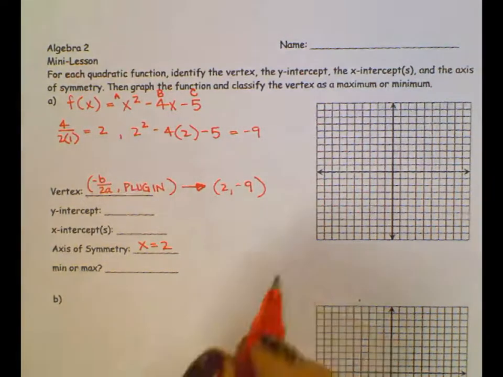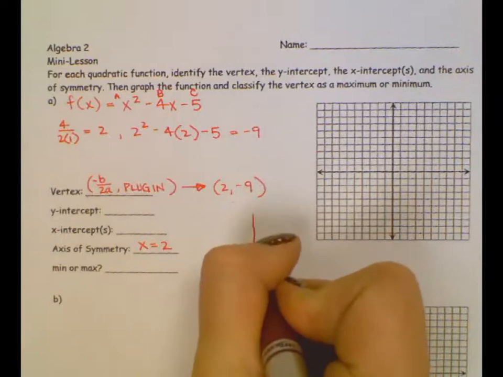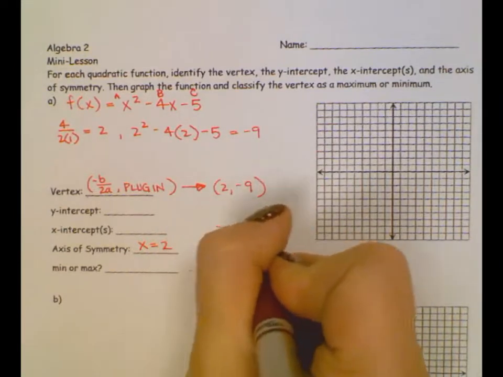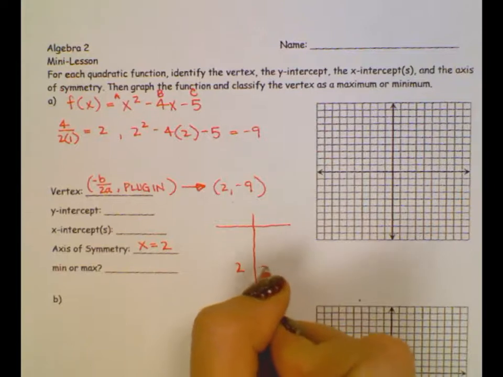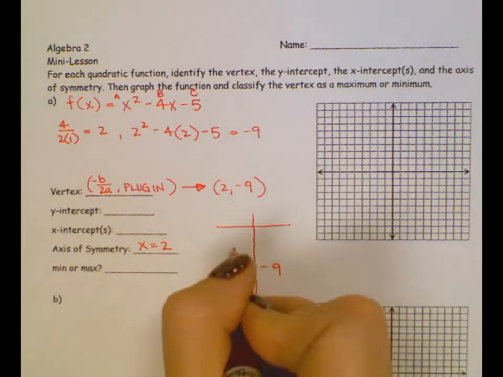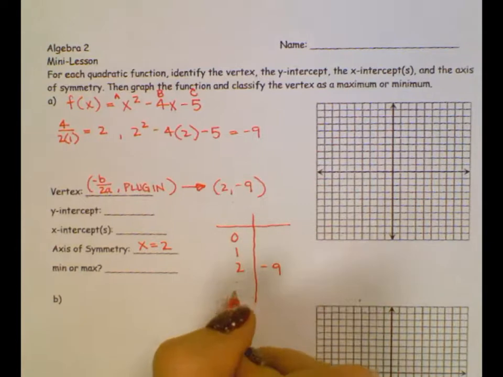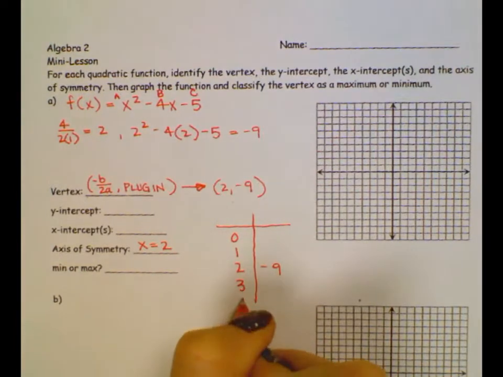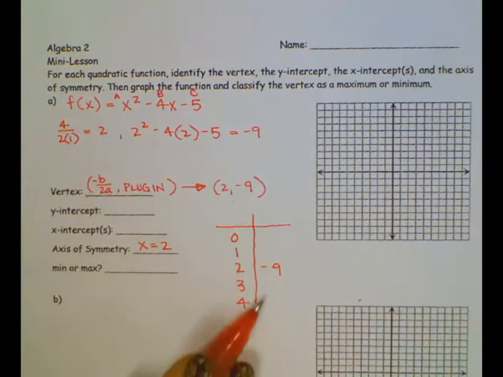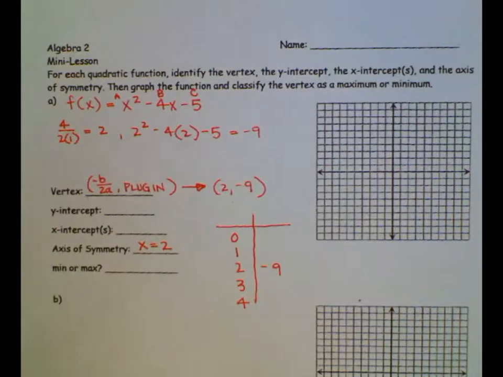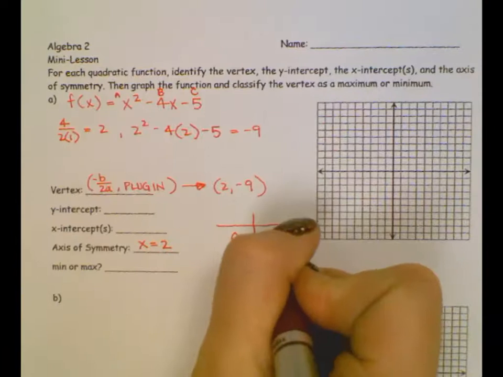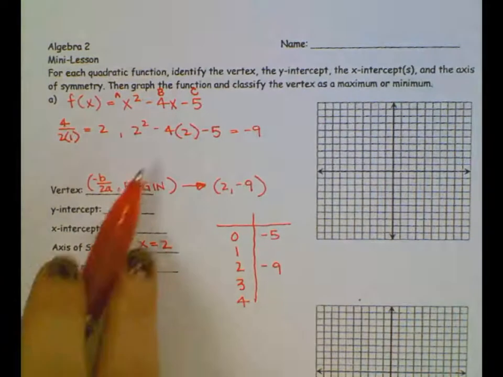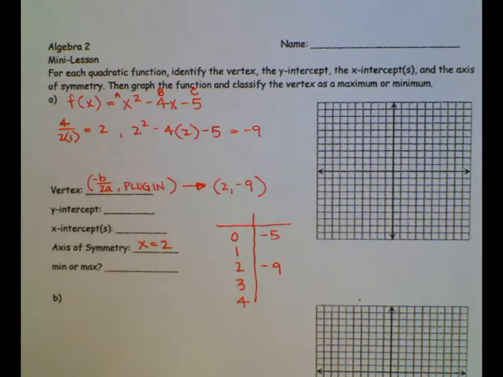Let me find some space here for a little table. Remember, we know the vertex is right in the middle, 2, negative 9. And we want 2 above, so 1 and 0, and 2 below, 3 and 4. Now, how are we going to find these? All we're going to do is just plug them right into our equation. So this will be negative 5. I know that for sure because that's the y-intercept.